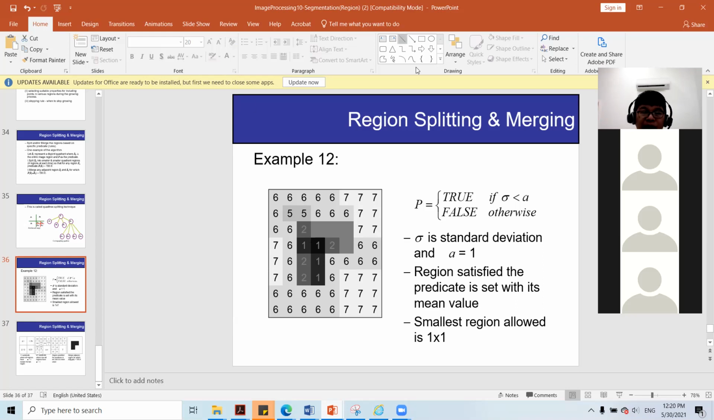For example, you split it already, right? You compute the first one, let's say the standard deviation is maybe more than 2. You split already, right? Then what you should do, now your image becomes 4, right? Then you need to compute the standard deviation for this one, the whole thing.